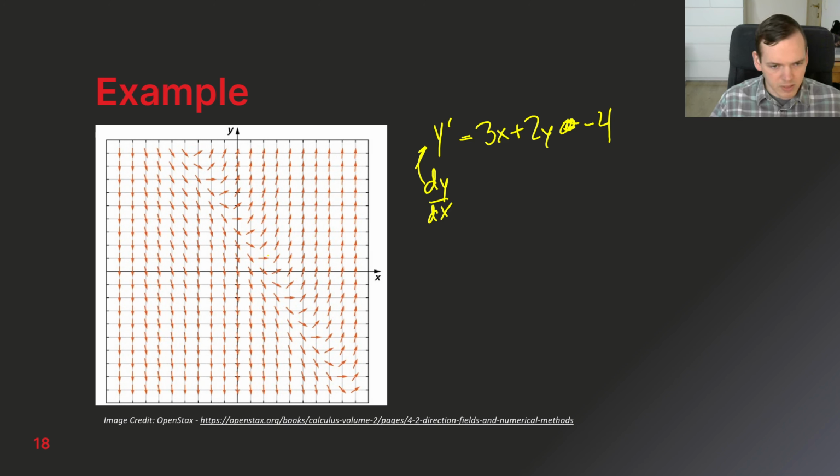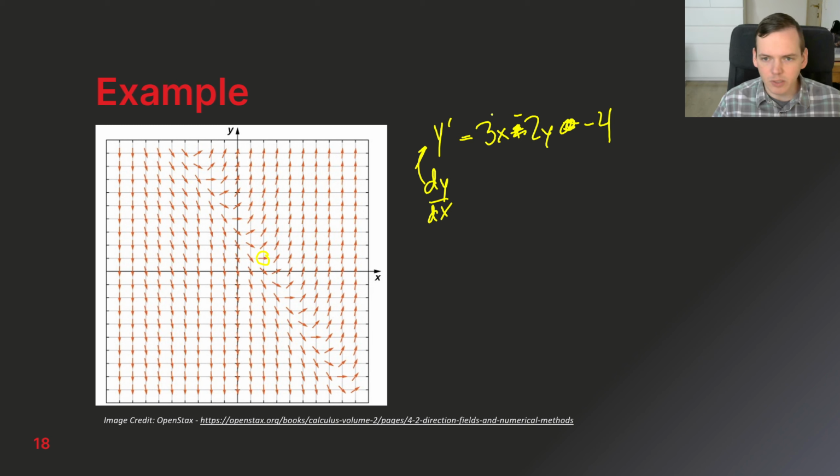So we can see it, for example, at, I know the yellow's hard to see here, but at (2, 1), if you plug in 2, you get 6. If you plug in 1, I think this is the wrong value. I think this should be minus 2y. We'll double check that in a second here. But if we plug in 2 here and 1 here, we get 6 minus 2 minus 4, which is 0, and we see 0 slope there. Let's find another one.